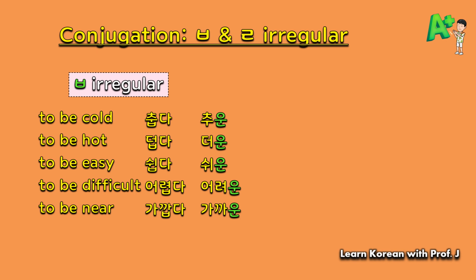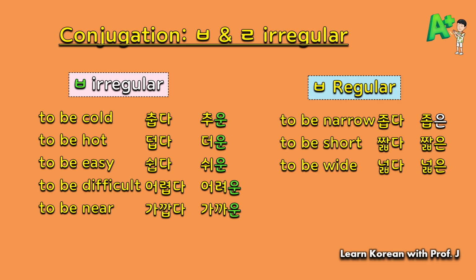비읍 irregular doesn't occur all the time. It has some regular conjugations, even though the word contains 비읍, such as 좁다 becomes 좁은. 짧다, which means to be short, becomes 짧은. And 넓다 becomes 넓은. So for now, you just need to worry about these three words for 비읍 regular conjugations. Okay? For 비읍 irregular conjugation, remember that instead of using 은, you need to use 운.